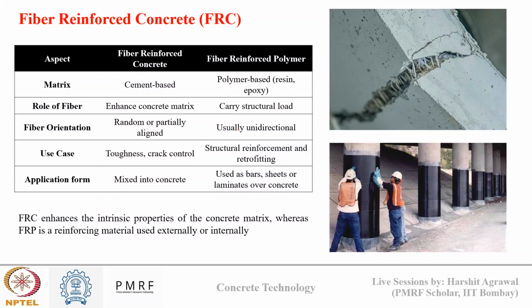Now, often when we talk about the use of fiber in concrete, we are confused by two terminologies. There is fiber reinforced concrete and there is fiber reinforced polymer. So, just to clarify, FRC enhances the intrinsic property of the concrete matrix, whereas FRP is a reinforcing material which is used externally or internally. So you can see this is FRC. This fiber we are adding inside the concrete during concreting, while FRP is a wrapping, a material which is applied outside the concrete once the concrete is hardened. So both have different applications.